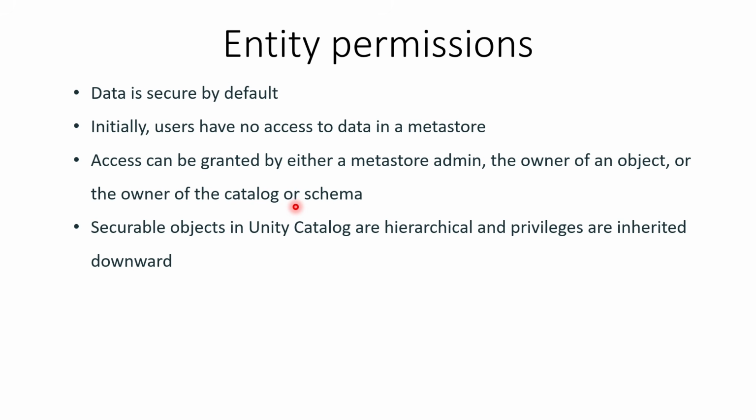Securable objects are hierarchical and privileges are inherited downwards. This means that granting a privilege on a catalog automatically grants the privilege to current and future objects within the catalog. Similarly, privileges granted on a schema are inherited by all current and future objects within the schema. Securable objects such as views and tables in Unity Catalog are hierarchical and privileges are inherited downwards. The highest level object that privileges are inherited from is the catalog. You can assign and revoke permissions using Data Explorer, SQL commands, or REST APIs.